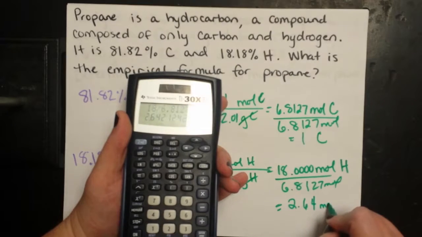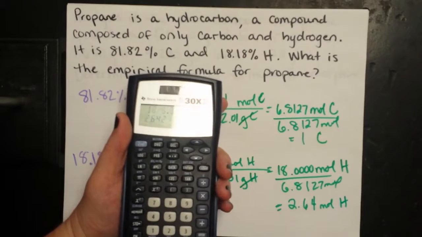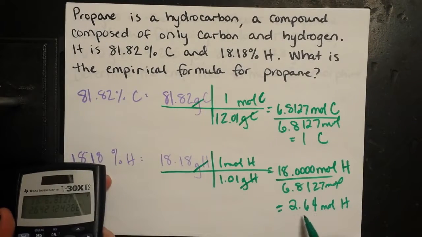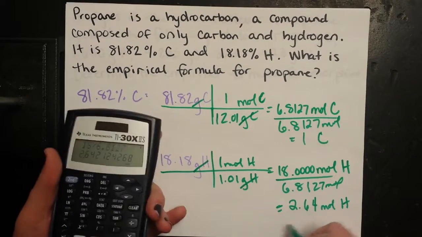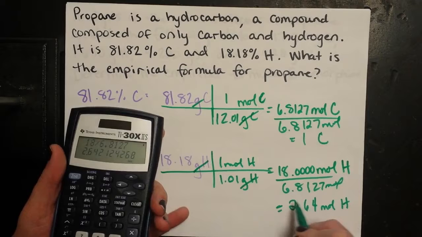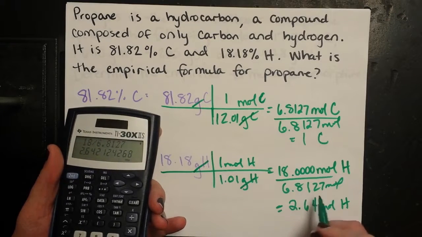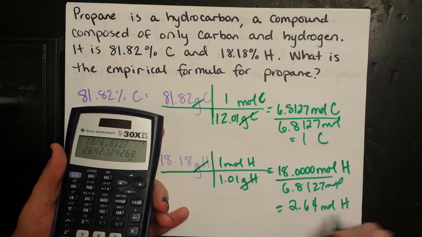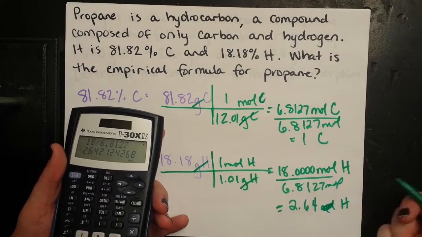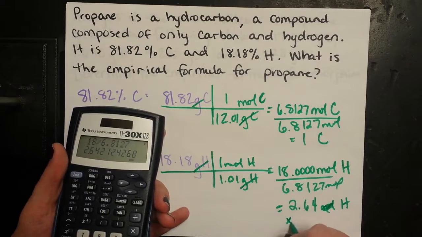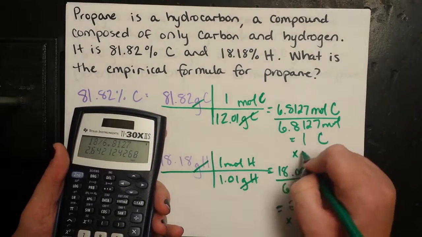2.64 moles of hydrogen. Okay, this is roughly 2 2/3, so anytime that we get a number that's like 0.33 something or 0.66 something or really, really close, that tells me I need to multiply everything by 3 to get rid of the thirds. So I'm going to multiply this by 3, I'm going to multiply that by 3.